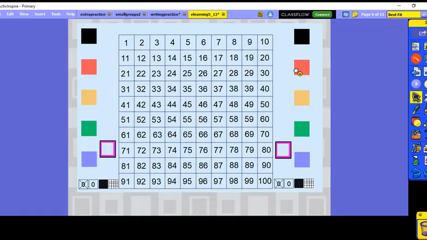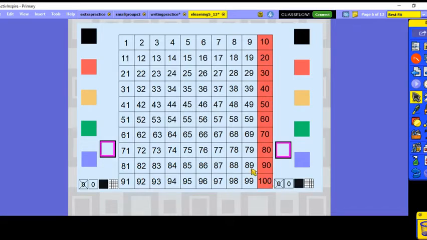Okay, let's do some patterns on the 100 chart. Let's count by 10 to 100. Count with me. 10, 20, 30, 40, 50, 60, 70, 80, 90, 100. When we count by 10 to 100, we can just start with 10 and we can go down in the 10 columns to get 10 more each time.